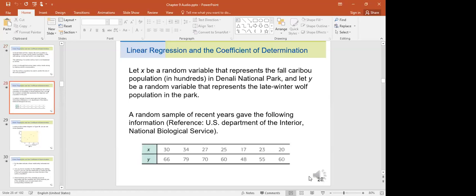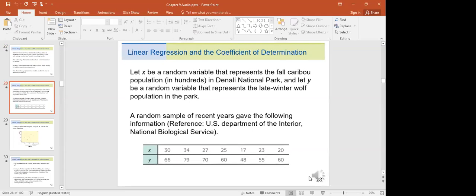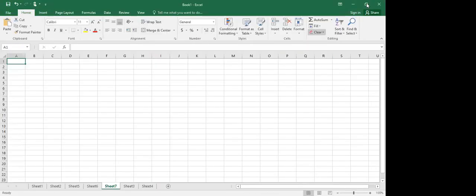That is our question. Let X be a random variable that represents the full caribou population in the park. A random sample of recent years gave the following information, where Y represents the wolf population. So we have this, and we are going to use Excel to determine the correlation coefficient between the caribou and the wolf population, and also to determine the regression line passing through the X and Y values. Let's go back to Excel.